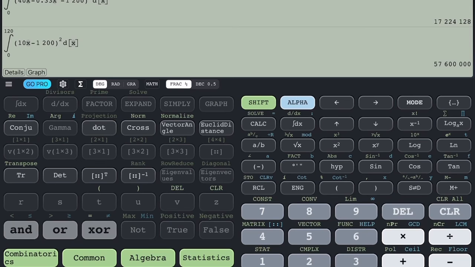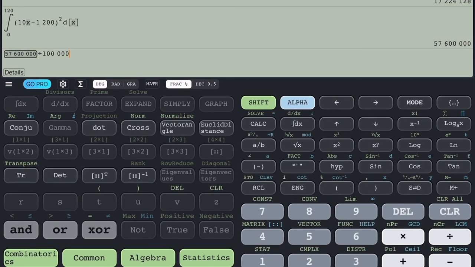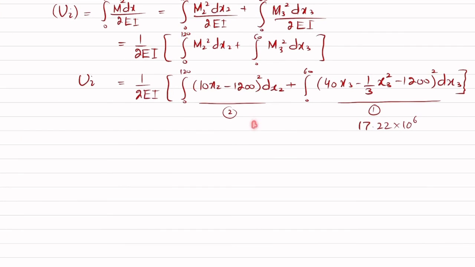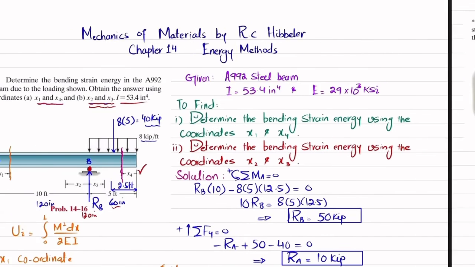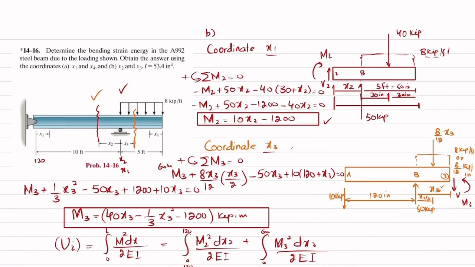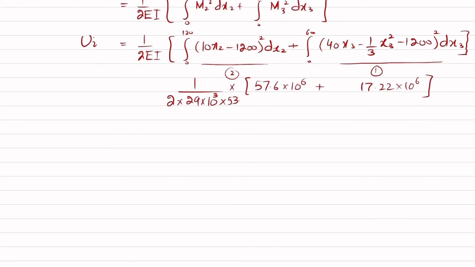So you can see 57,600,000 divided by 10 to the power 6 will be 57.6 into 10 to the power 6. So 57.6 into 10 to the power 6 multiplied by 1 over 2EI. So 2 is there, E is 29 into 10 to the power 3 KSI from the property table, and I is 53.4. This will give you U_i, the strain energy due to bending, for coordinates x2 and x3. So when you calculate it, you will get strain energy due to bending as 24 kips into inch.